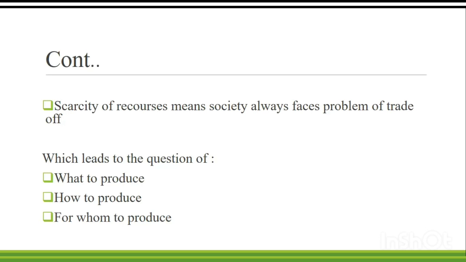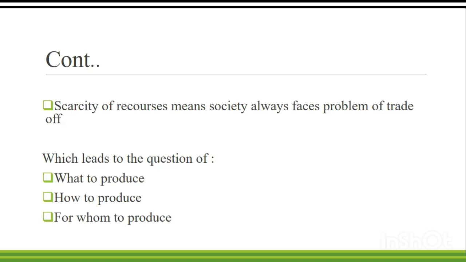That means how do we organize production and what methods and techniques should we employ. That means should we go for labor intensive production or should we go for capital intensive production. And the last question we need to address is for whom to produce. That means how should we distribute the output produced among members of the society.